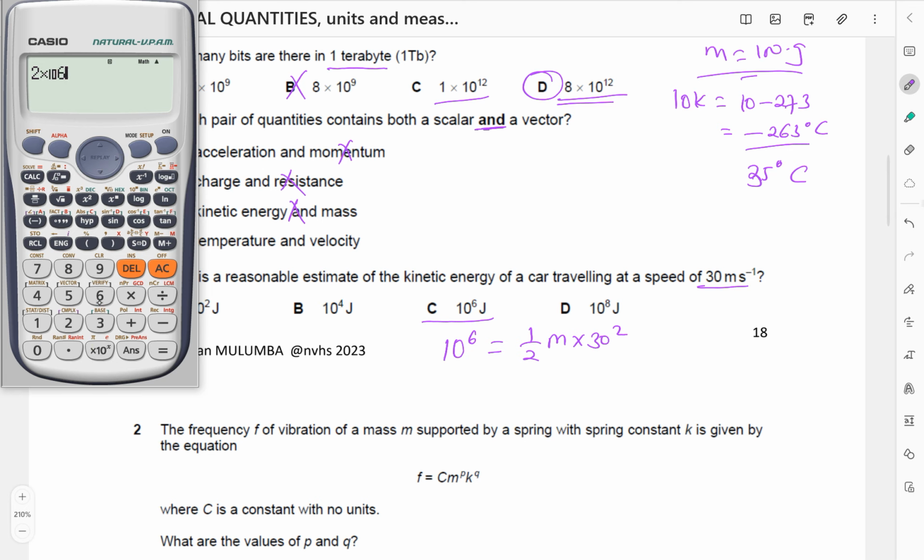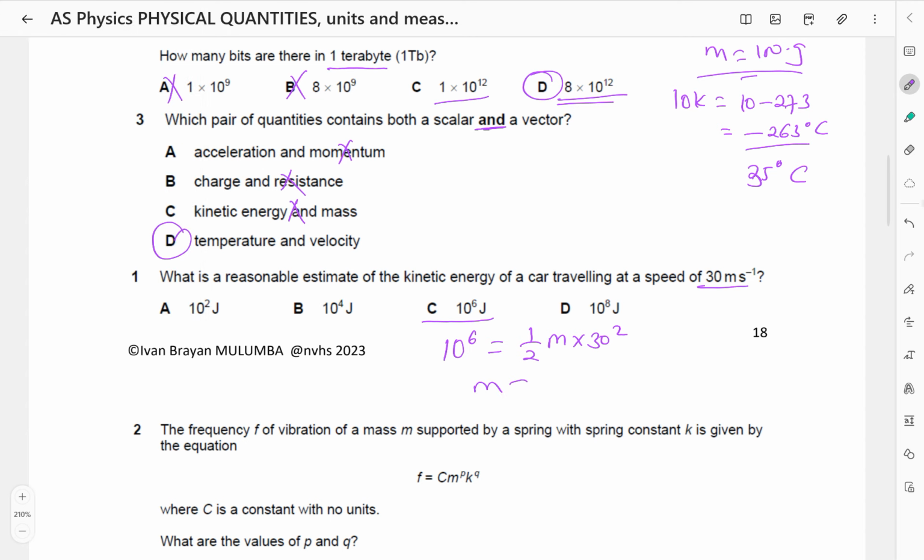M will be 2 exponent 6 divided by 30 squared, which gives a value of approximately 2000. So mass is approximately 2000. I think a car can be 2000 kilograms, so the answer is going to be C. You can check the other values. They will give you very small masses for a car, even less than that of a person.